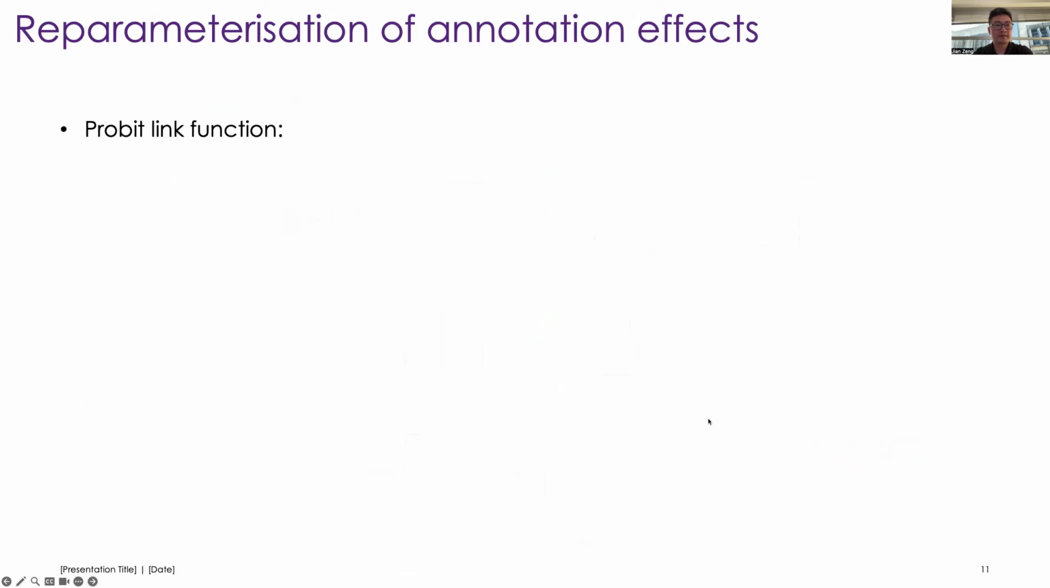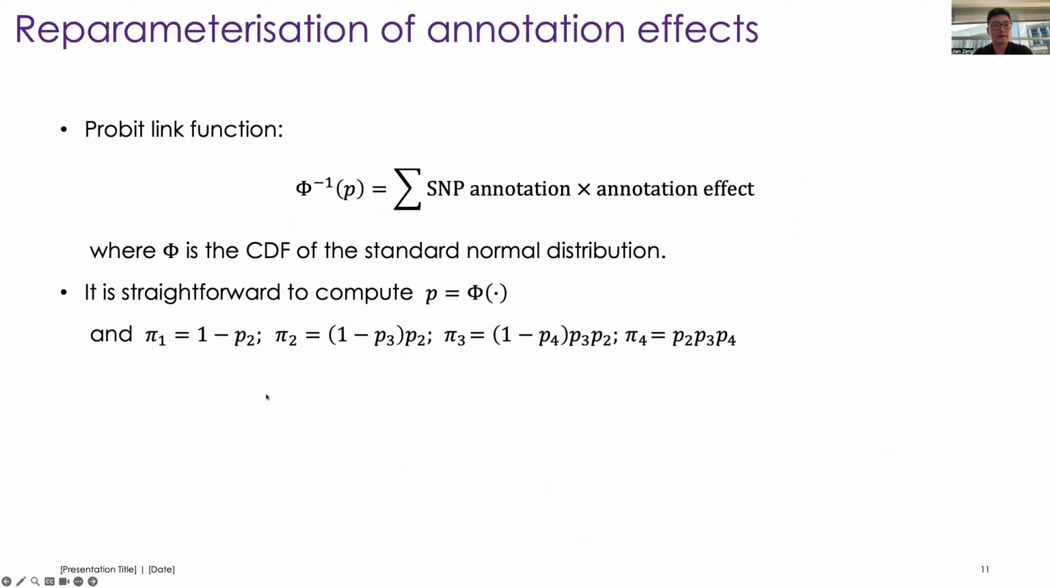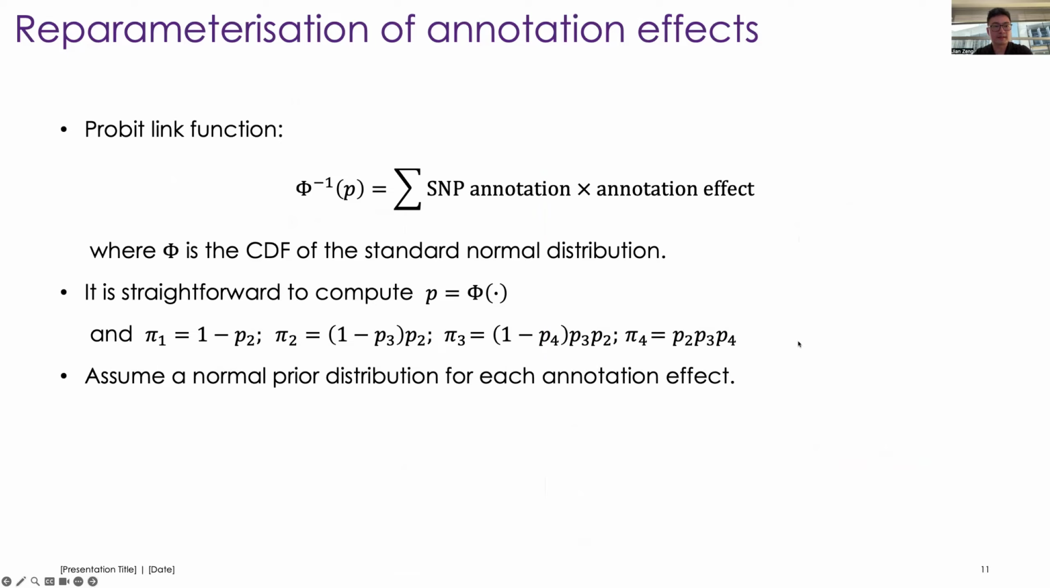Then we are ready to put this annotation effect on the conditional probability P rather than pi. And this is straightforward to do. Given the annotation effect, we can compute this P probability. And we can also map the conditional probability back to the joint probability pi using this simple expression. And we assume a normal prior distribution for each annotation effect. So that enables the Gibbs sampling for all of the parameters. So we can implement SBayesRC as a full Bayesian method and scalable to the genome-wide analysis.